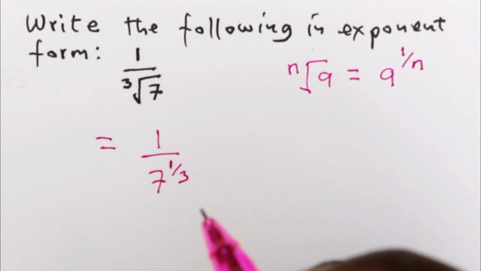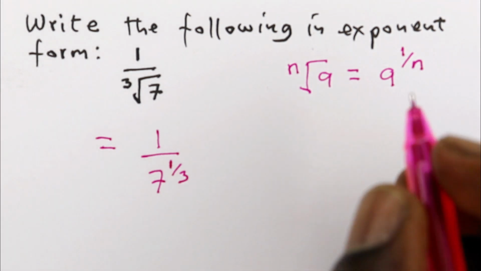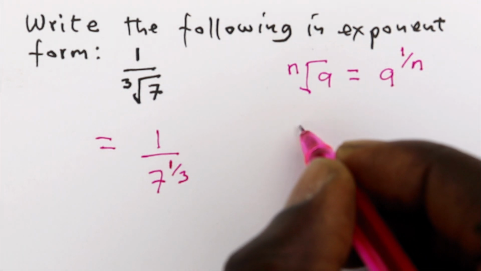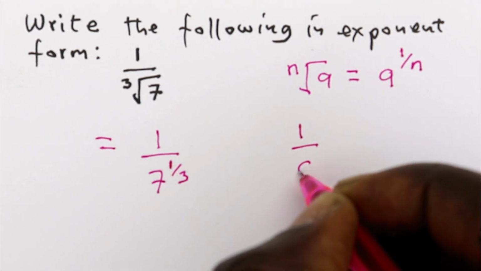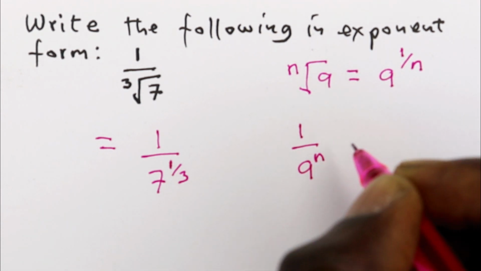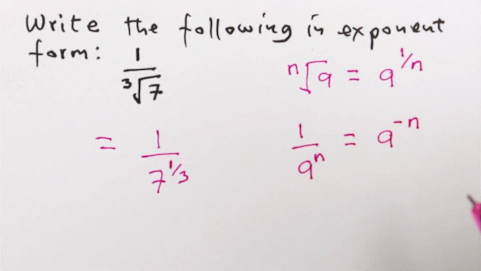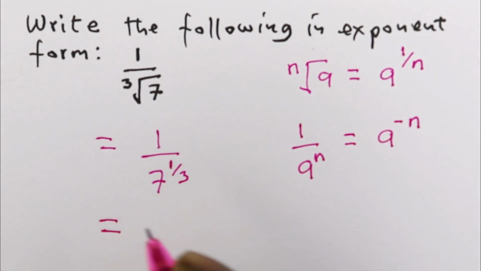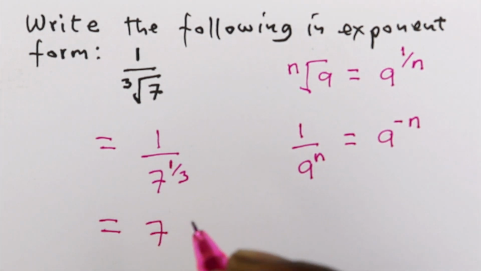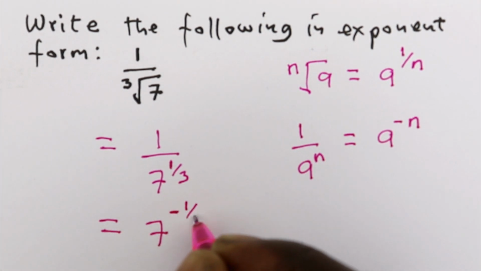And then we also use another law of indices that says that if you have a number 1 over a raised to the power n, then that is the same as a raised to the negative power n. So it means therefore that we can rewrite this as 7 raised to the negative power a third.